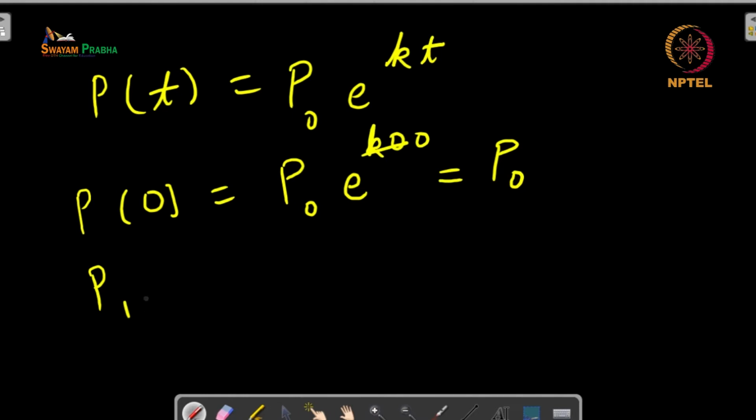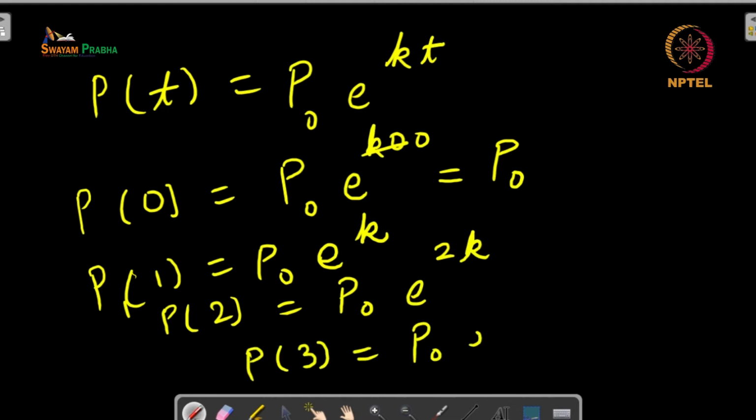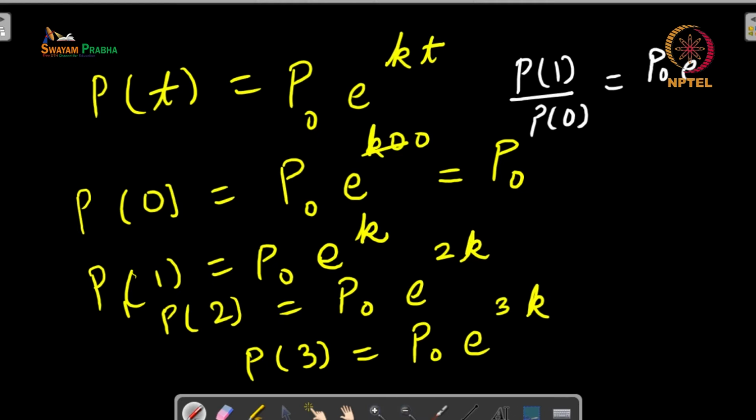At time 1, say p1, p1 is equal to p0 into e to the power k. P at time 2 is p0 into e to the power 2k. P3 is p0 into e to the power 3k. And if we took a ratio, then p1 divided by p0 becomes p0 into e to the power k divided by p0, which is e to the power k, which is a constant. So this is the constant r that we are talking about.